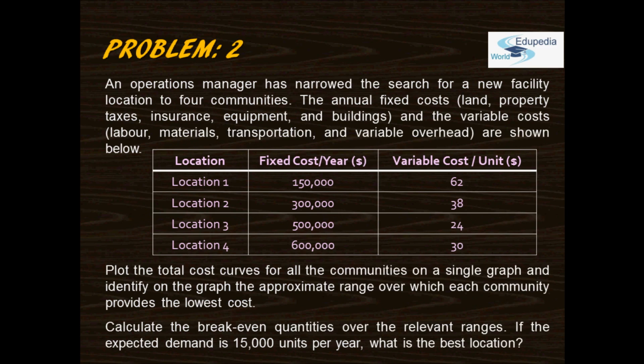The second question is that an operations manager has narrowed the search for a new location to 4 communities. The annual fixed cost and the variable costs are shown below. You need to plot the total cost curve for all the communities on a single graph and identify on the graph the approximate range over which each community provides the lowest cost. Calculate the break-even quantities over the relevant ranges. If the expected demand is 15,000 units per year, which is the best location? So here you need to tell, if the annual demand is going to be 15,000 units, which of these 4 would suit the most. So these are the questions for you to solve yourself.